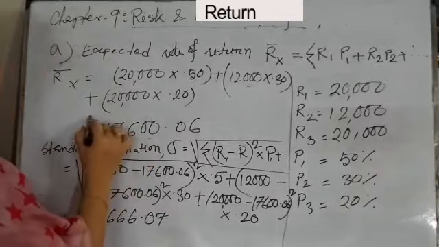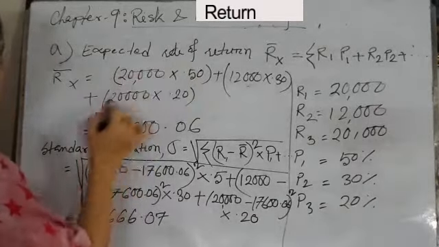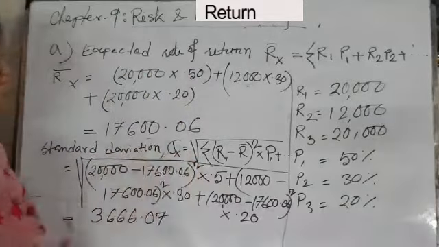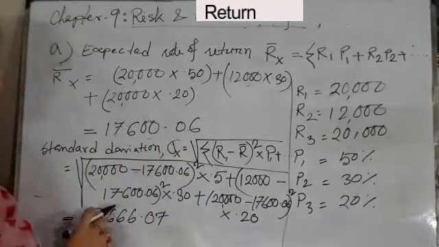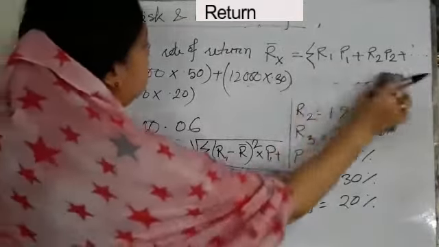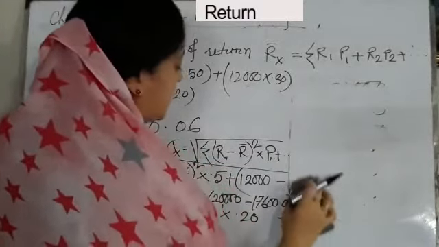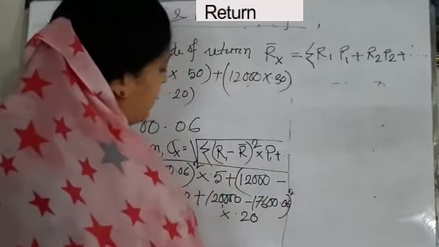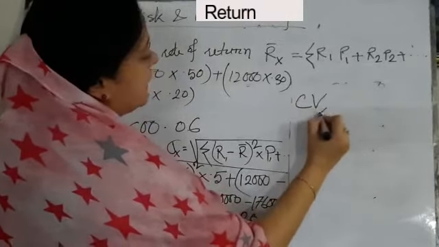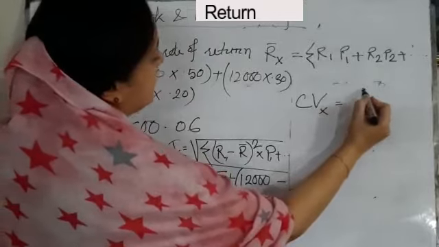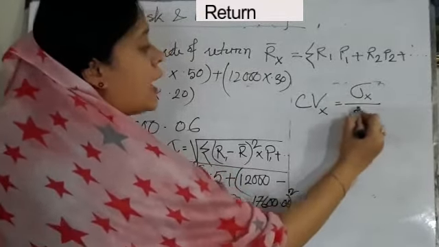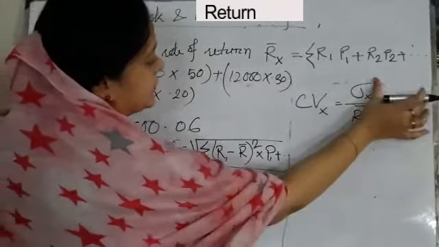This is the answer of expected rate of return and standard deviation of project X. We can write here also or remove. Here we can remove and find out the covariance. It means CV here. CV of project X, the formula is standard deviation of project X divided by R bar of project X.